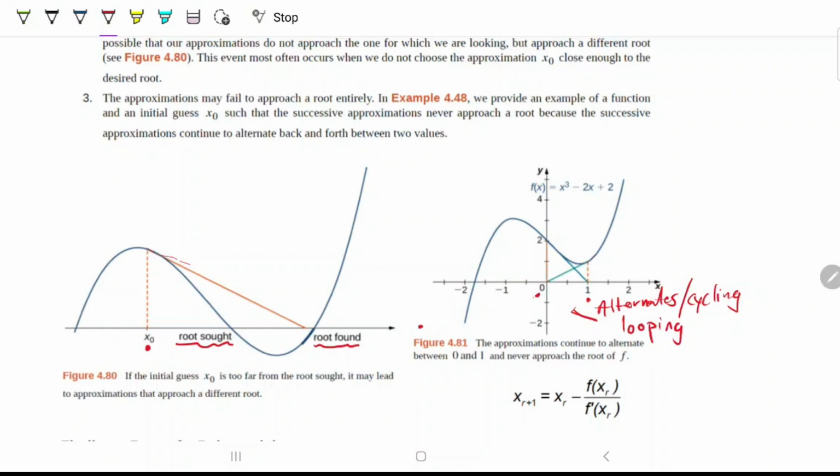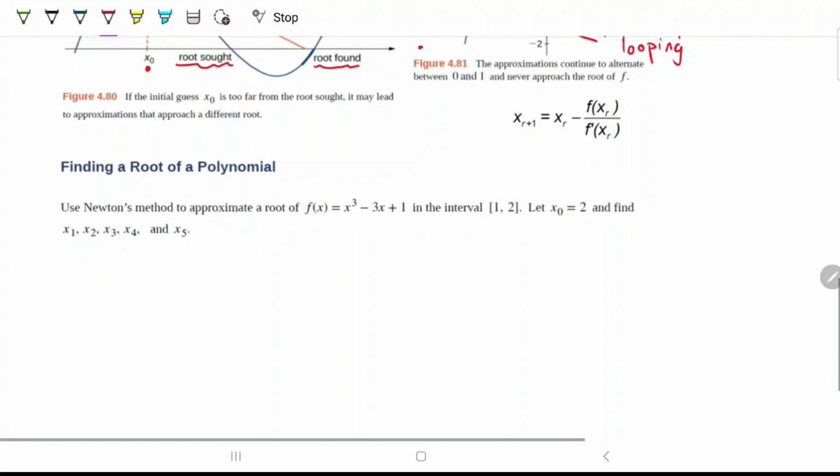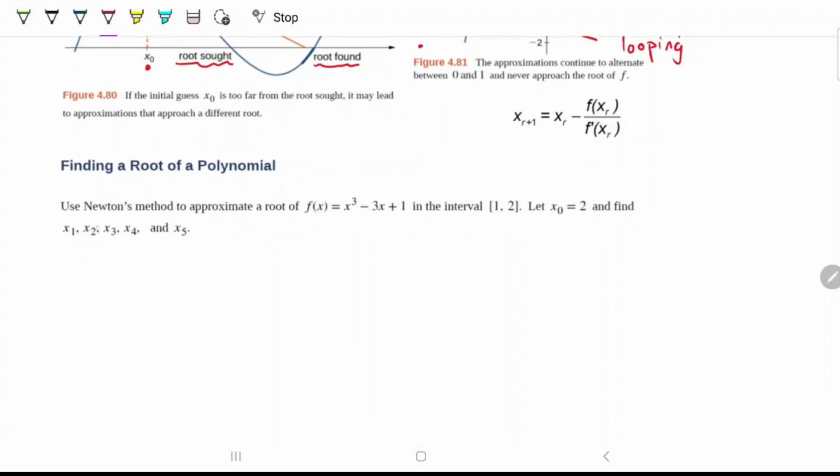This first video is going to be longer because I'm really trying to explain the whole thing, and then we can do it with an example. So let's jump right into this one. Here's a question. It says, using Newton's method to approximate the root of this particular function in the interval 1 to 2, let x0 be 2, and find the alternate approximations through the iterative process that we're going to do.